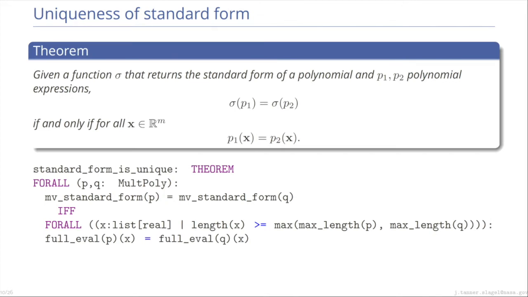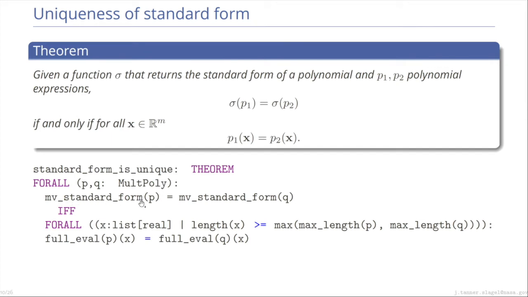So once we have defined standard form, we have the property that standard form gives you a unique polynomial up to evaluation. So if you have a function, sigma, that returns the standard form of a polynomial, then the standard form of two polynomials being equal is equivalent to them evaluating to the same value for every single input. In PVS, this theorem looks like this.